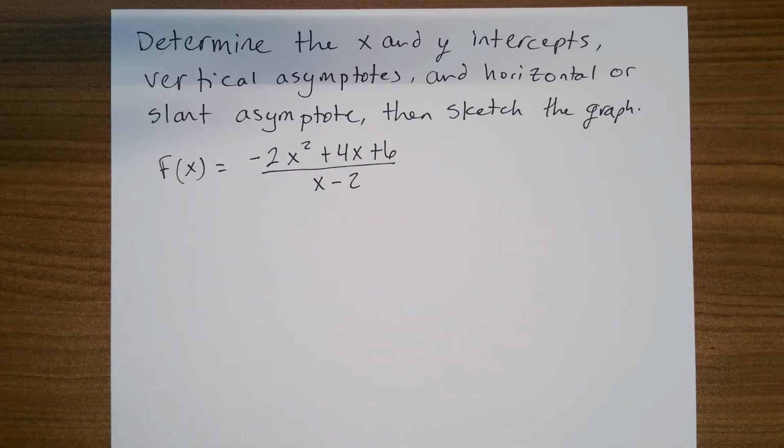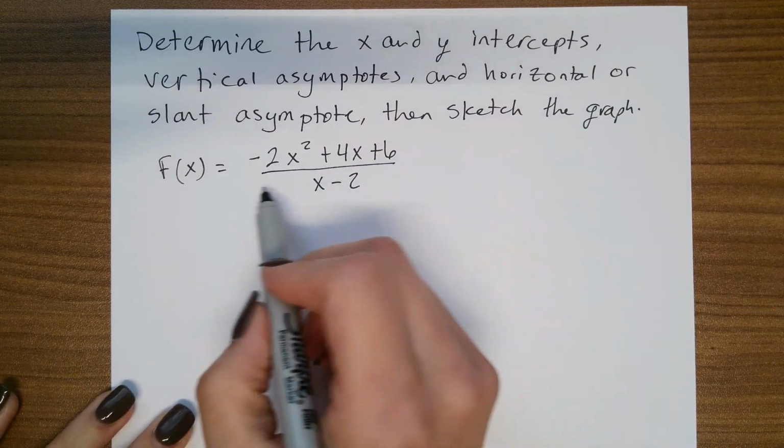Okay, so we want to determine the x and y intercepts, the vertical asymptotes, and the horizontal or slant asymptote, and then sketch the graph of the rational function f of x equals negative 2x squared plus 4x plus 6 all over x minus 2.